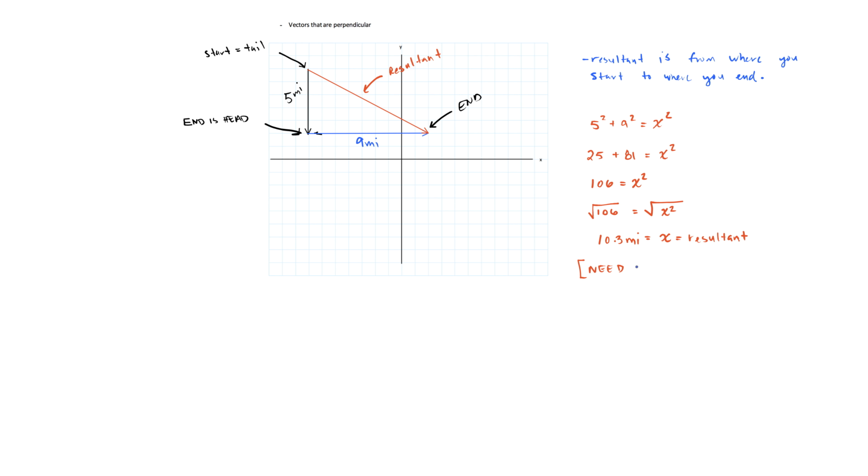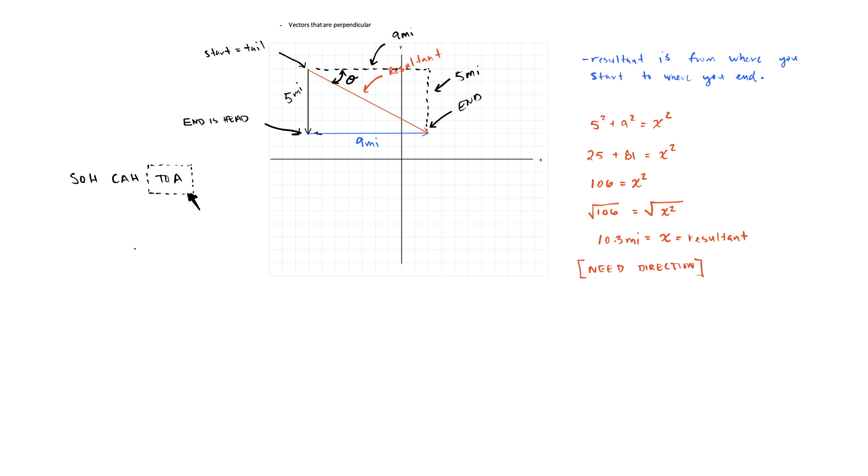But we also need to get the direction. To find the direction, we need to find the angle. And we're going to use SOHCAHTOA. We're going to use the TOA part. So this is the angle we want. What's opposite to this angle is this leg right here. The length of that is 5 miles. What's adjacent to this angle? What's adjacent is the 9 miles. So we're going to use TOA.